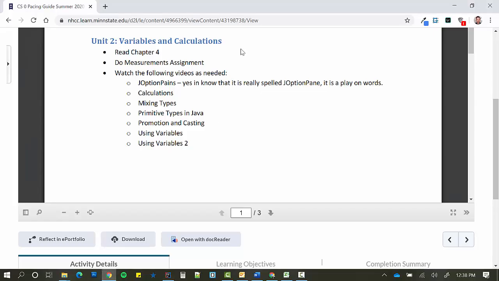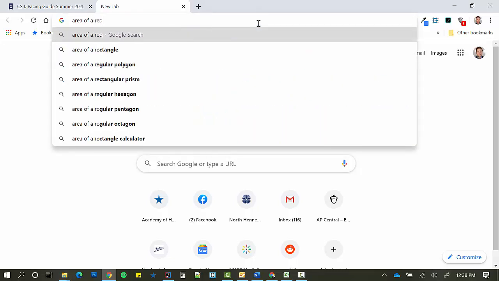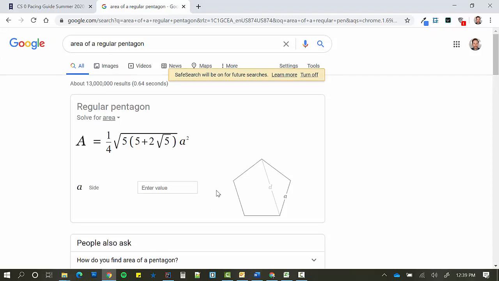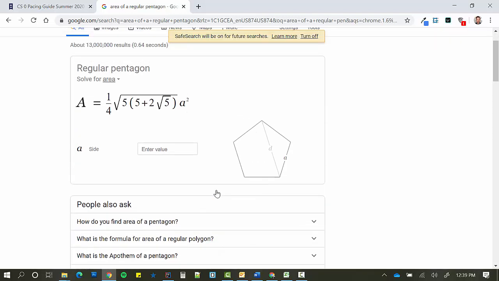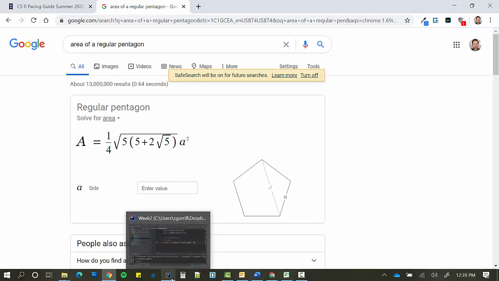Let's really quickly look up how to find the area of a regular pentagon. Area of a regular pentagon. Here is our formula. It is square root of 5 times the quantity 5 plus 2 times the square root of 5, all of that times a squared, and divided by 4. Okay, so let's see how this would work as a calculation in Java.